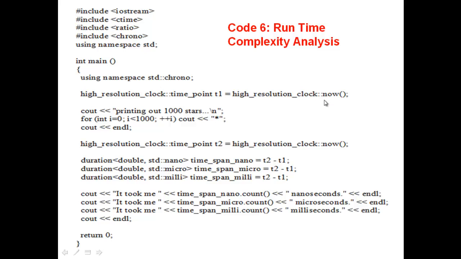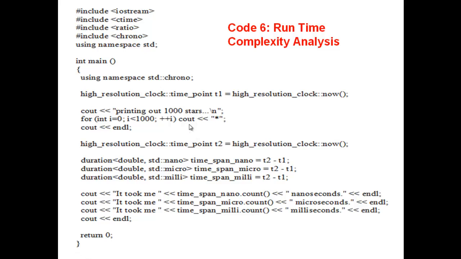When you call the now function on the high_resolution_clock class, this is a static function, so it's not called on an object. You're calling the function on the class itself. So high_resolution_clock::now will return the current system time, and that will be stored in this T1. And then this is where you will do whatever you want to do. So here I'm going to just print 1,000 stars.